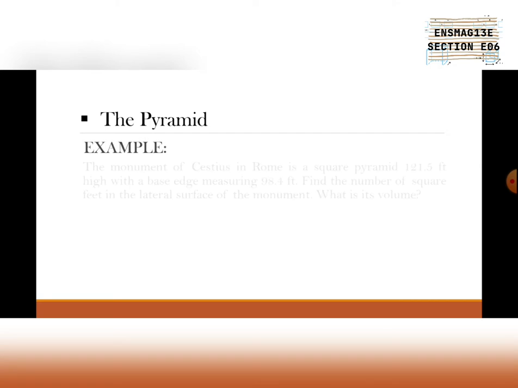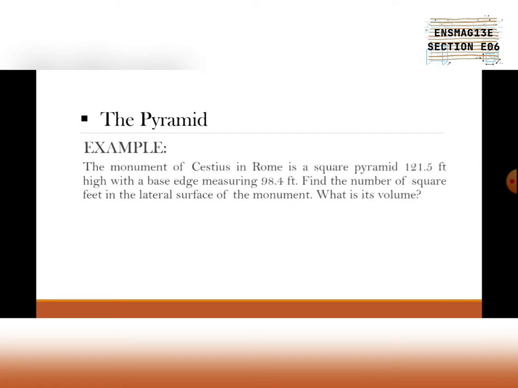Let us take this one as an example. The monument of Cestius in Rome is a square pyramid, 121.5 feet high, with a base edge measuring 98.4 feet. Find the number of square feet in the lateral surface of the monument. What is its volume?